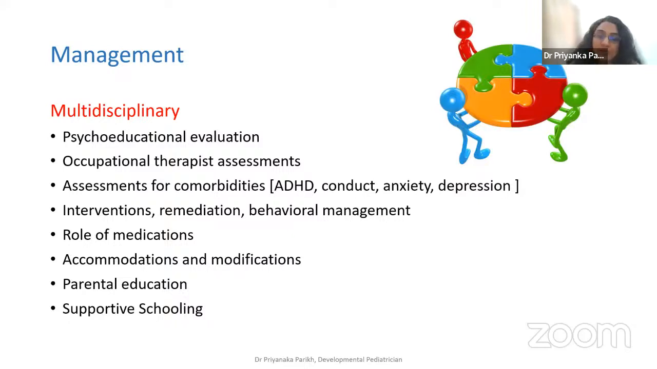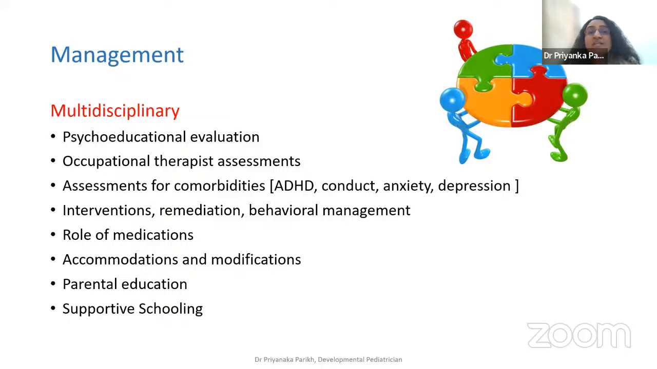We would do the psychoeducational evaluation at the right age. And again, many factors need to be looked at before we send the child in for an evaluation, because if the child has ADHD, the attention issues need to be treated first before the child goes for the psychoeducational evaluation, because the child needs to be able to focus during the IQ and the educational testing. So we need to look at a lot of those aspects.